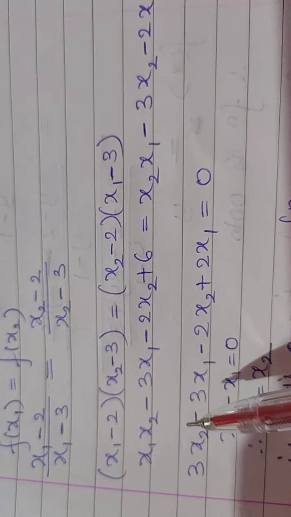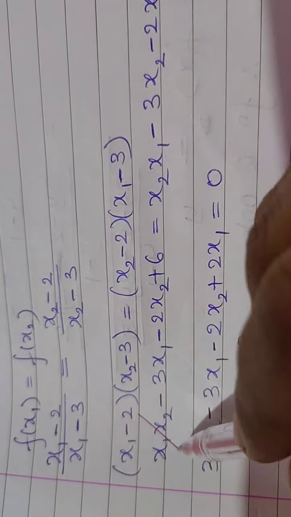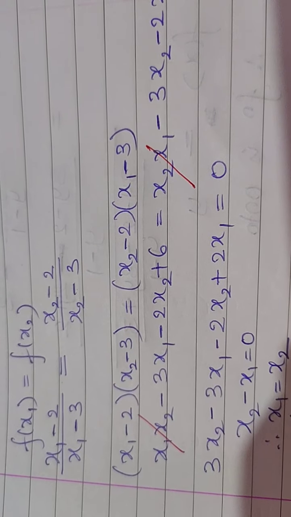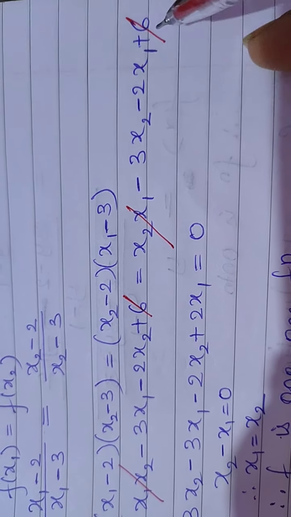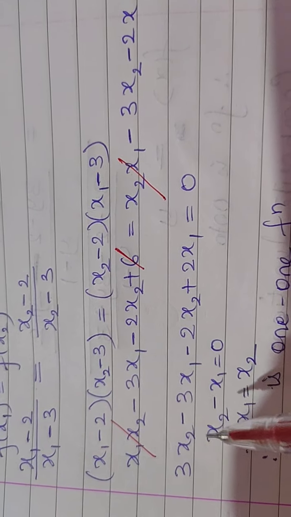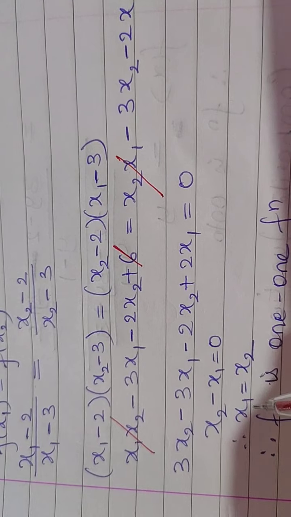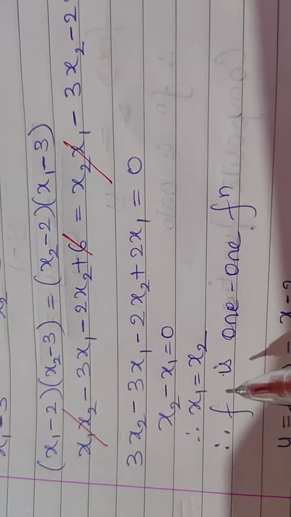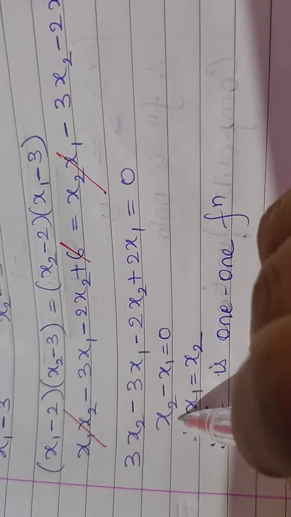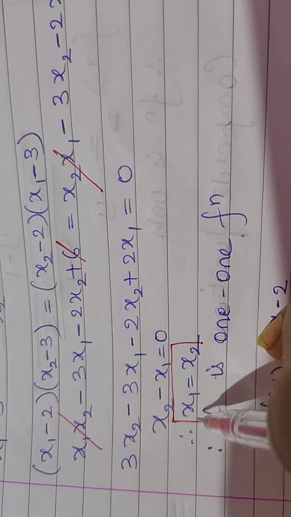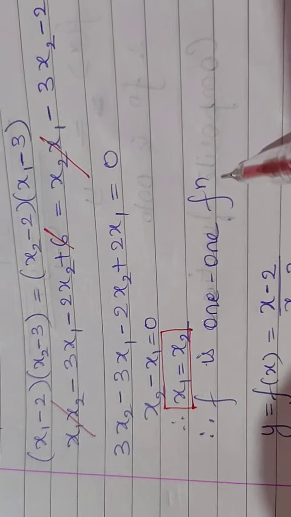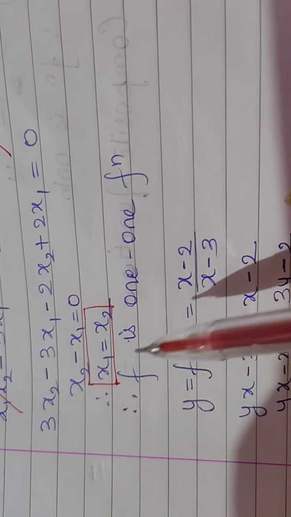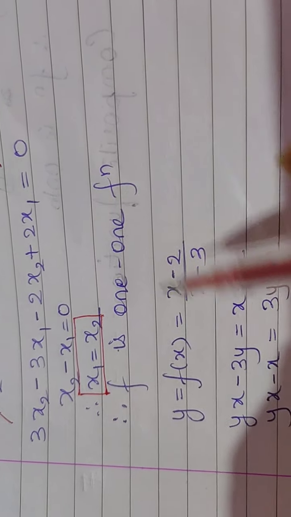Here we can cancel x1 x2 from both the sides directly. Cancel 6 from both the sides, and we get x2 minus x1 equal to 0, that is x1 equal to x2. There is no other relation between x1 and x2, only x1 is equal to x2. Whenever we get this step, we can say that the function is one-one. In this way we can prove it is a one-one function.